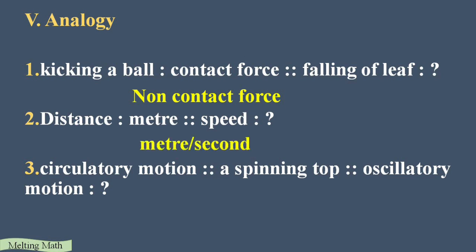Next, third one. Circulatory motion. They gave the spinning top. Here they gave an example. Circulatory motion means a spinning top. Oscillatory motion means what? Swinging of a pendulum. Okay, this is the answer of third one.